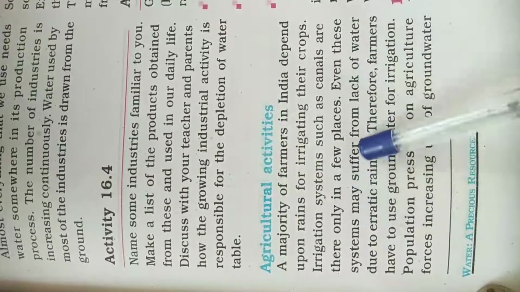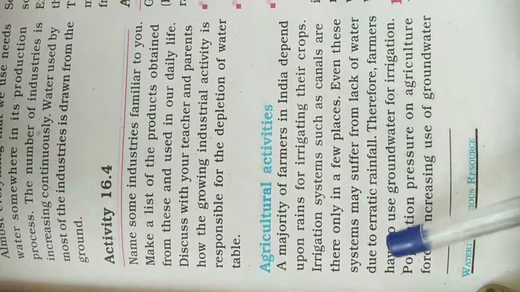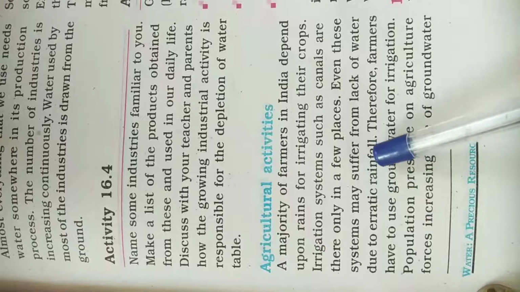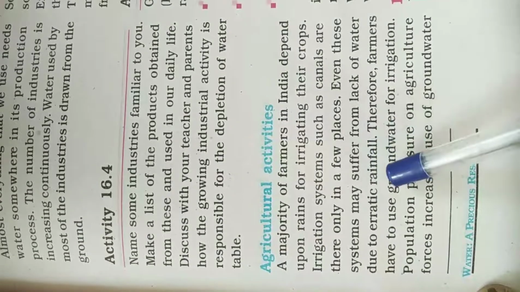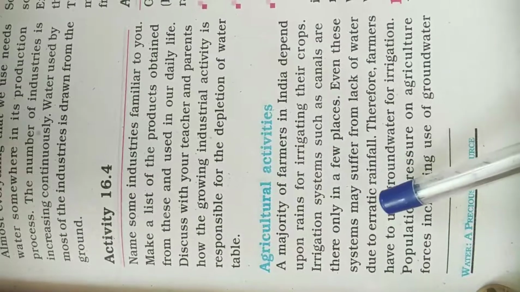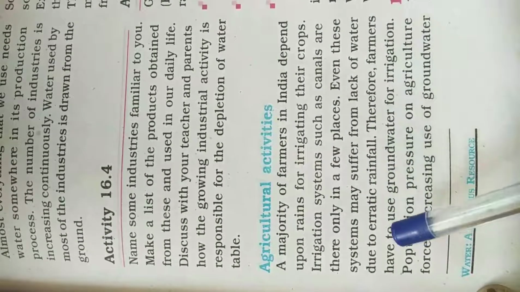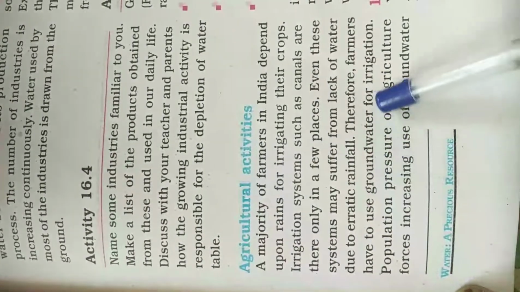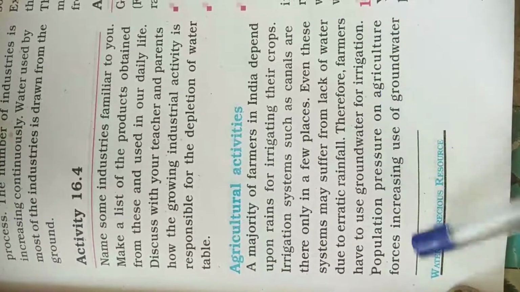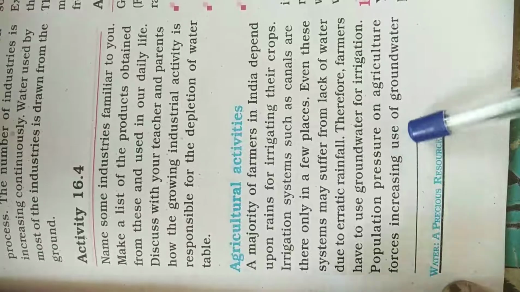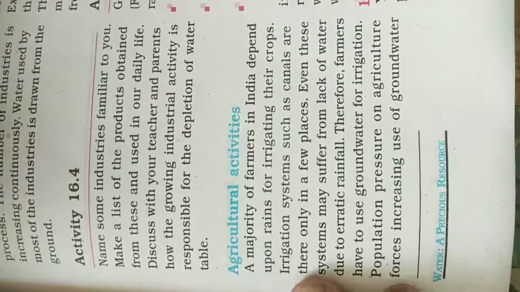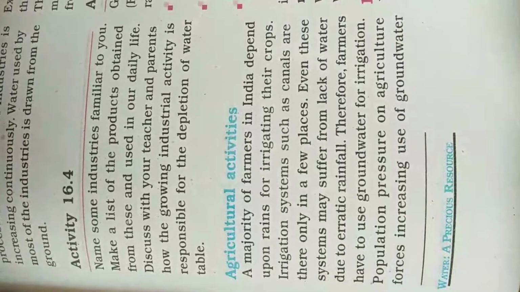Even this system may suffer from lack of water due to erratic rainfall. Erratic rainfall मतलब पानी कब रेनफॉल कभी ज़्यादा होता है कभी कम होता है, लेवल में पानी नहीं आता है. Therefore, farmers have to use groundwater for irrigation. Population pressure on agriculture forces increasing use of groundwater day by day. This results in depletion of water table.